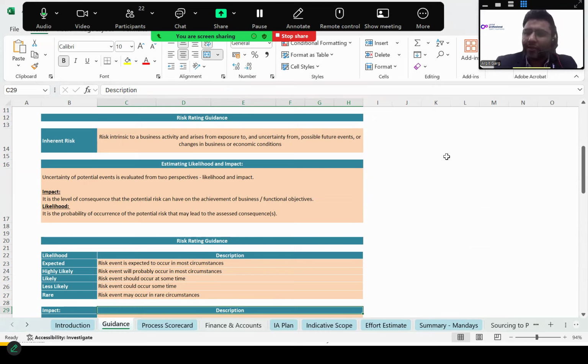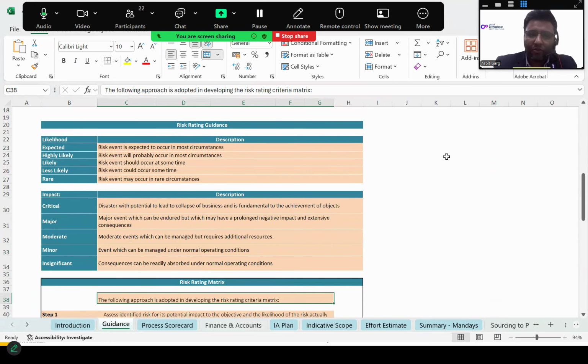It could be as simple as high, medium, low, or it could be categorized into multiple other likelihoods and multiple other impacts. For example, here we have five likelihood parameters. Rare means very little chance of an event happening, unlikely is a little bit better than rare, but there are still less likely chances of the event happening, then likely, highly likely, expected. That's our risk rating criteria.